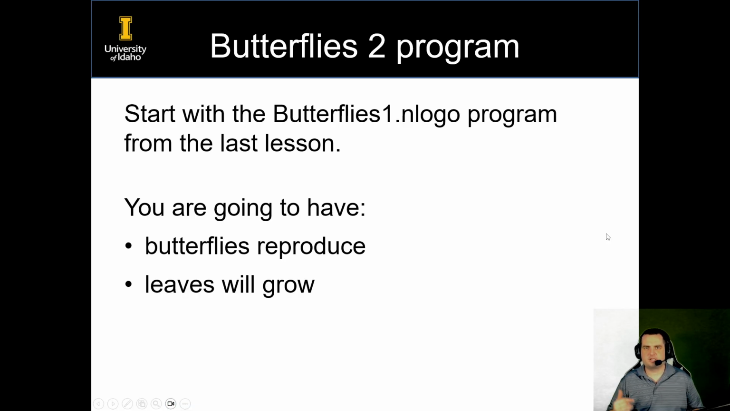Last time, in Butterflies 1, we created some butterflies, and they didn't reproduce, but they did get created, and they did have the ability to move and eat leaves. What we're going to do this time is get them to reproduce, and then make it so that our leaves are actually going to grow.